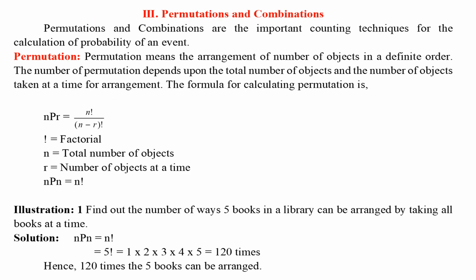Permutations and combinations. Permutations and combinations are the important counting techniques for the calculation of the probability of an event.